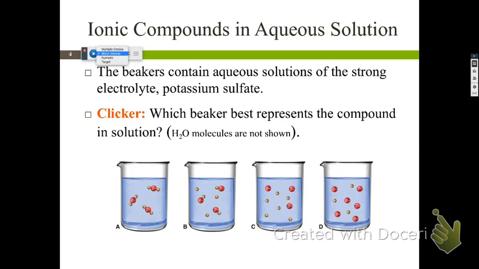This is a question I had on one of these a long time ago. Let's make sure we're on the same page of answering this. So we just talked about potassium sulfate. Which one of these best represents a view of what that would look like? Note that the water molecules are not shown, but there are water molecules around all of these.